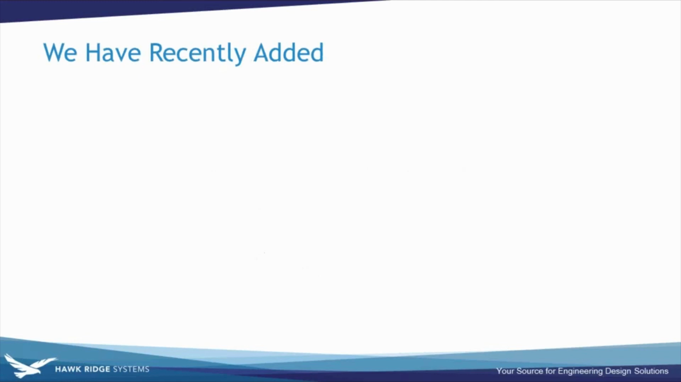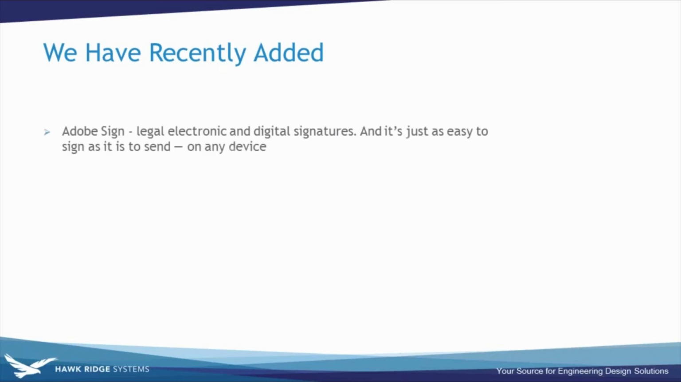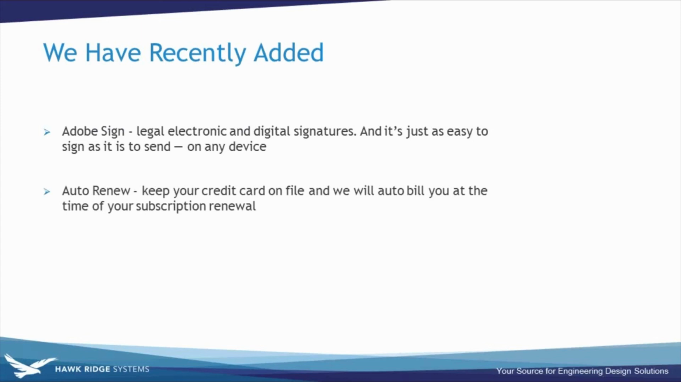So a couple things that Hawkridge Systems recently added to help with your subscription service and to make things a little bit easier for you is we recently added Adobe Sign. We have legal, electronic, and digital signatures. So it's as easy to sign as it is to send. We simply send you an email, you open it up, you click a box, put your signature, and it sends it directly back to us so we can go ahead and process your renewal in a timely manner.